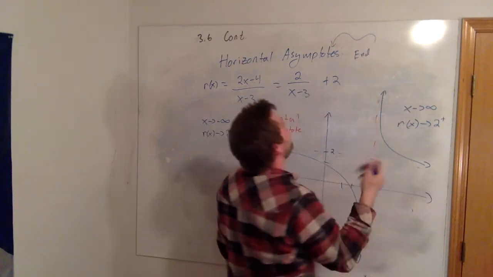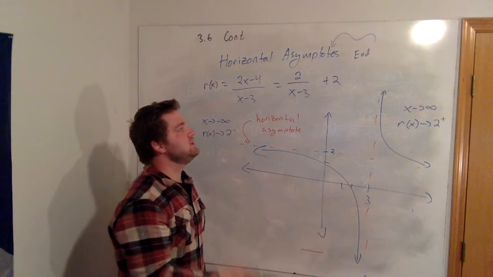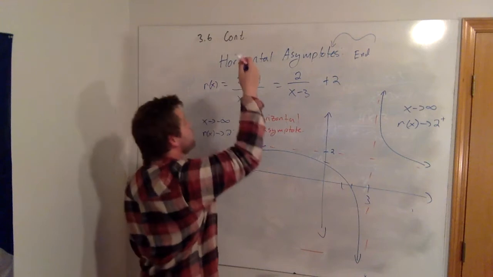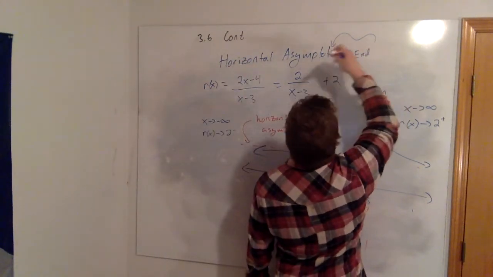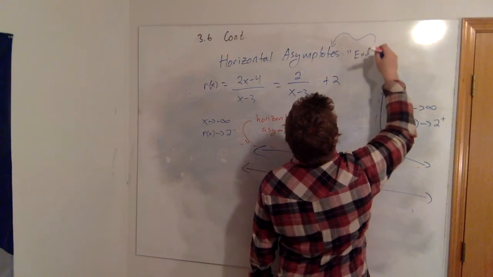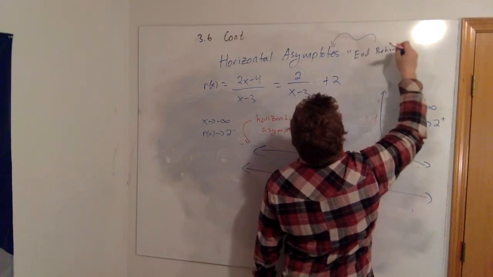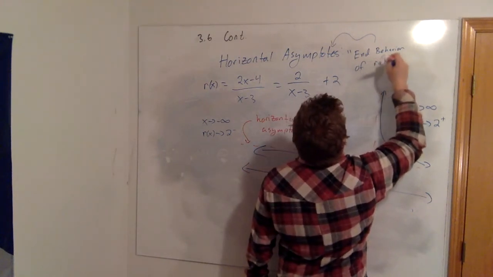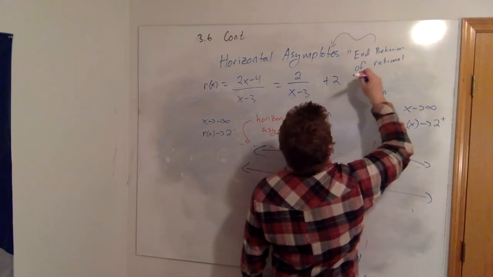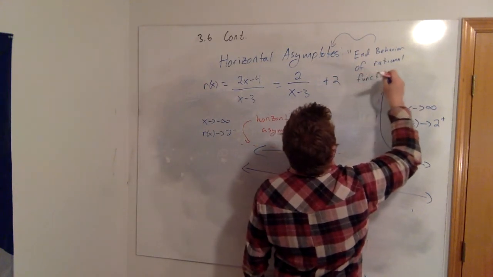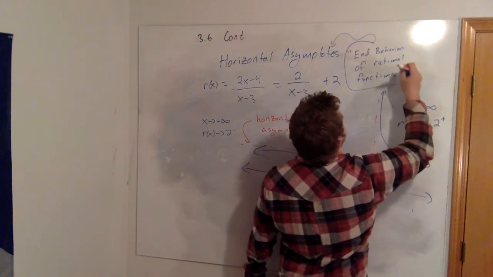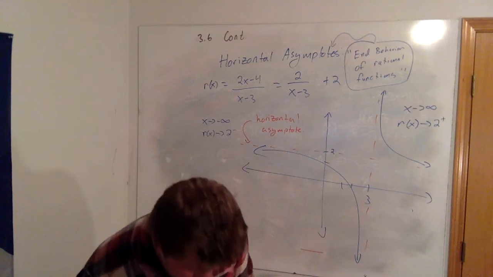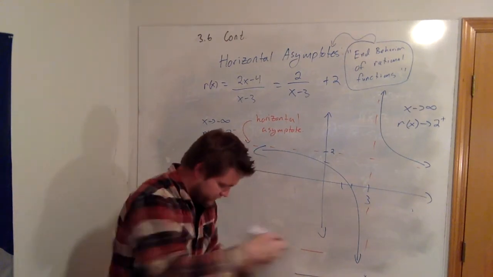So it's like when we're thinking about polynomials and we talked about their end behavior, we looked at the leading term. When we're looking for horizontal asymptotes, that's the analogy to the end behavior for rational functions. So horizontal asymptotes, this is the end behavior. End behavior of rational functions. Okay. So we have a couple different cases we're going to look at.